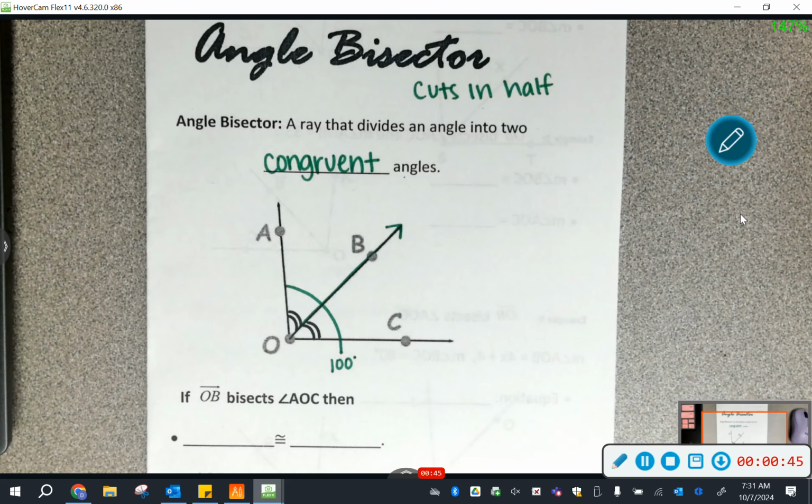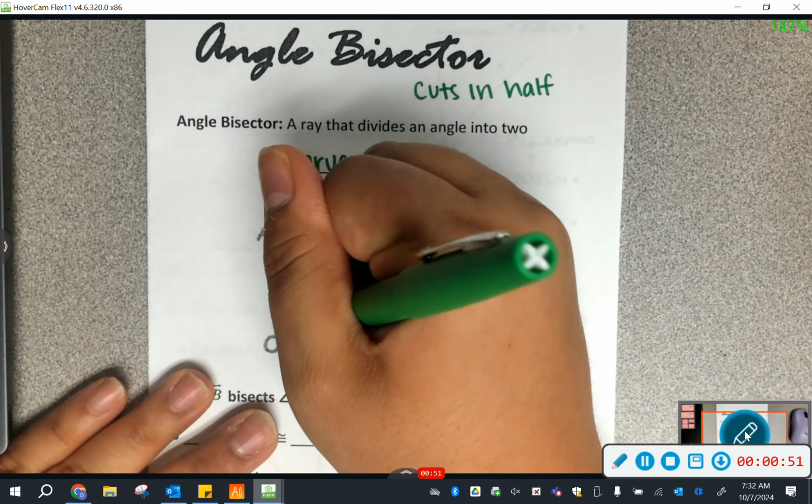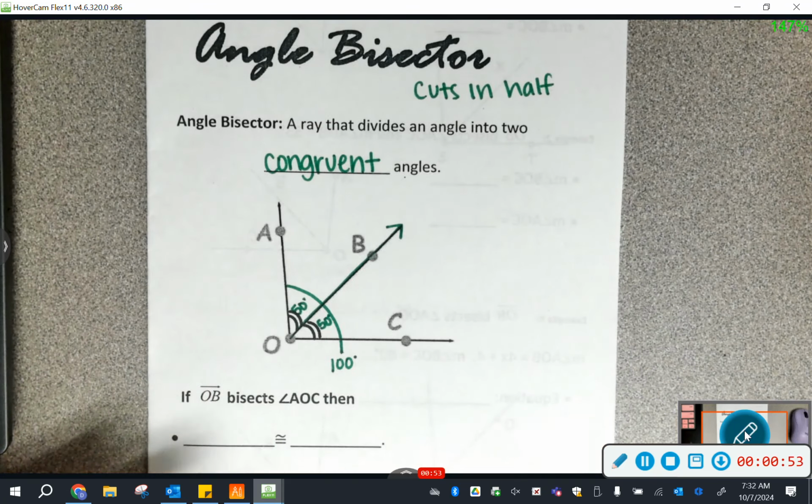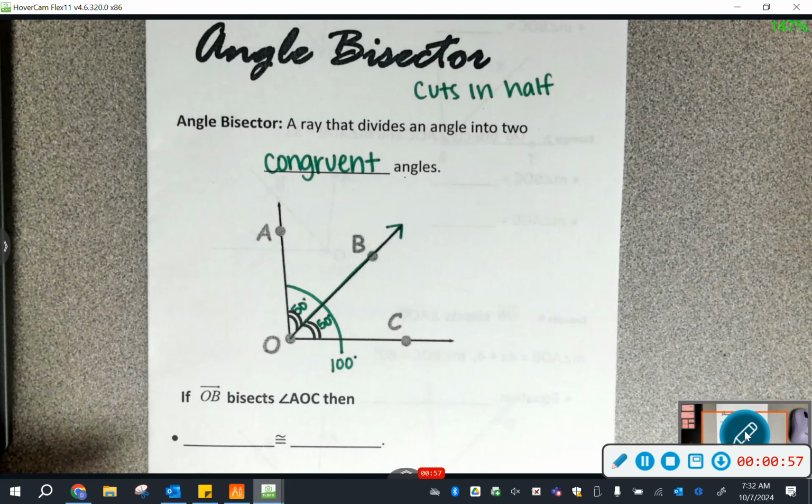What would each of these angles be? 50 degrees and 50 degrees. And do you agree 50 plus 50 is 100? That is what an angle bisector is.